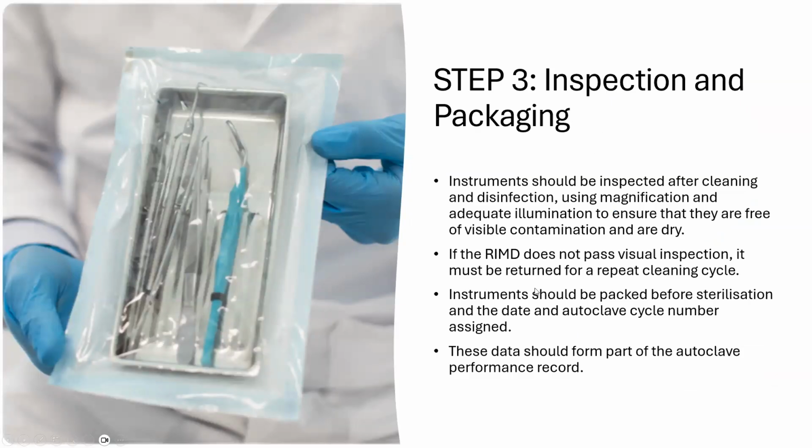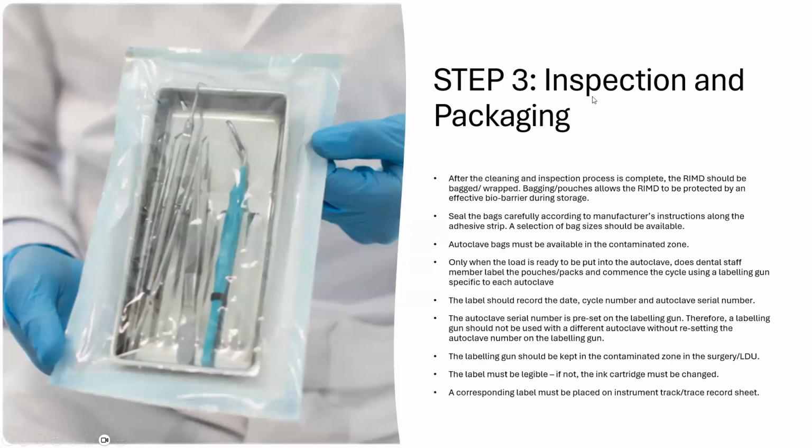Step 3, inspection and packaging. Instruments should be inspected after cleaning and disinfection using magnification and adequate illumination to ensure that they are free of visible contamination and dry. If the RIMD does not pass visual inspection, it must be returned for a repeat cleaning cycle. Instruments should be packed before sterilization, and the date and autoclave cycle number should be assigned. These data should form part of the autoclave performance record. So we are done with step 3, that is inspection and packaging.